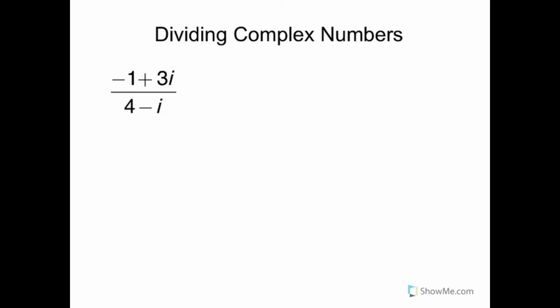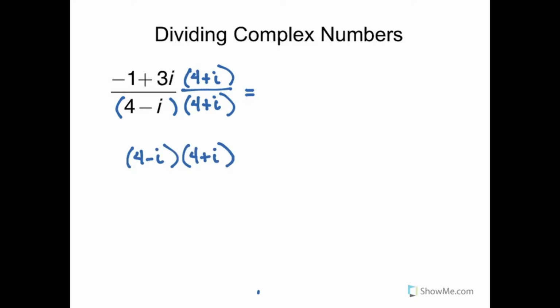Here we're going to divide negative 1 plus 3i by 4 minus i, and to do that what we're going to do is multiply by the conjugate of the denominator. Since the denominator is 4 minus i, the conjugate is 4 plus i, and I'm going to multiply by the same thing on the top and bottom of the fraction.